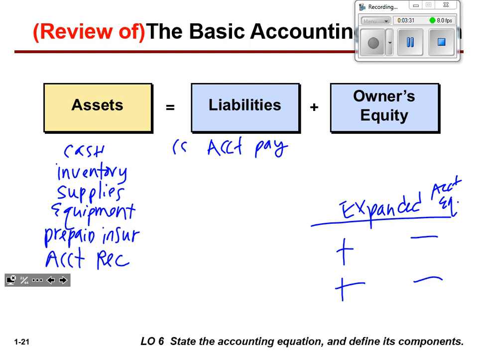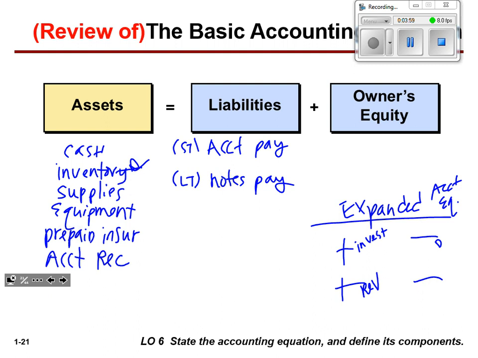Those are more short-term versus the long-term ones like on a mortgage or on a car, which end up being what are called notes payable. And then everything else is what the owner is worth. Anytime the owner invests, it's a plus. Anytime revenue comes in from when we sell stuff, that's a plus.